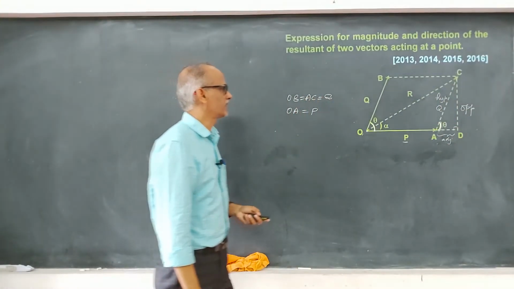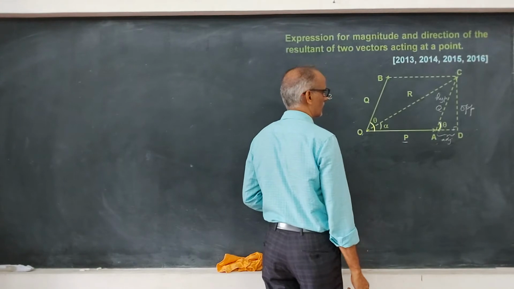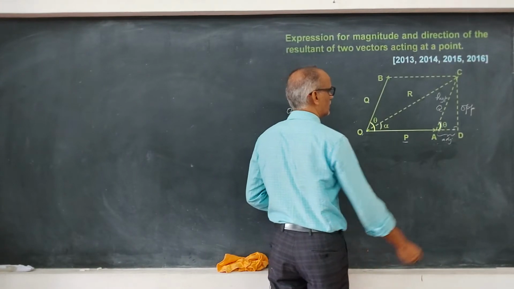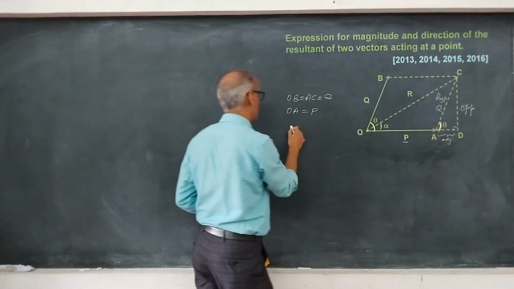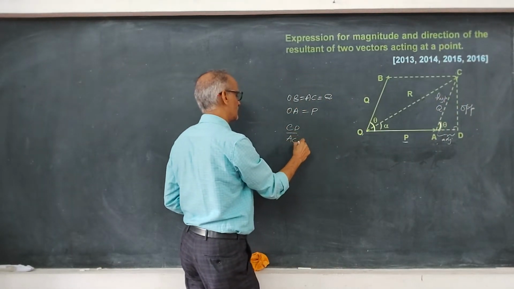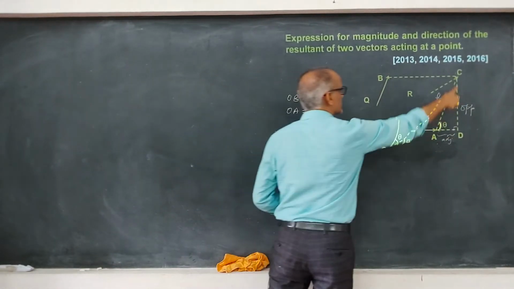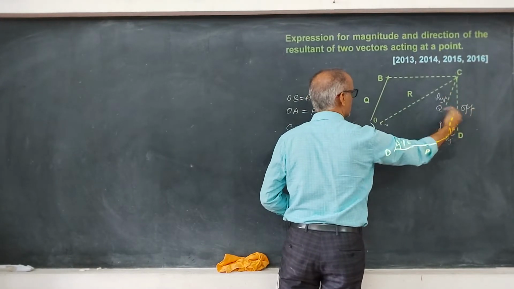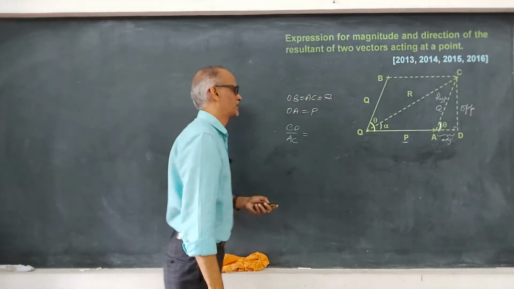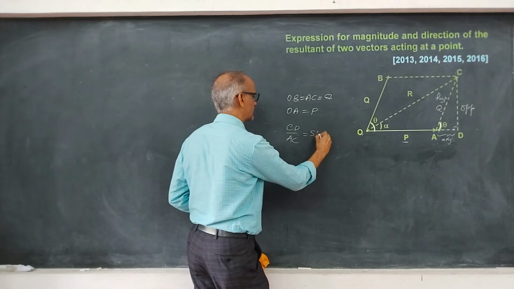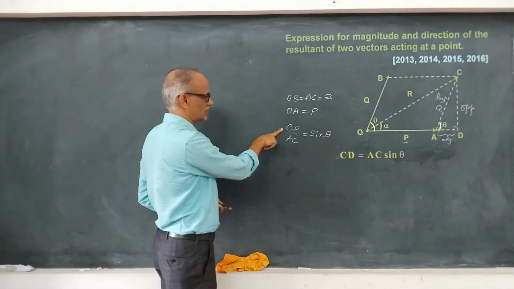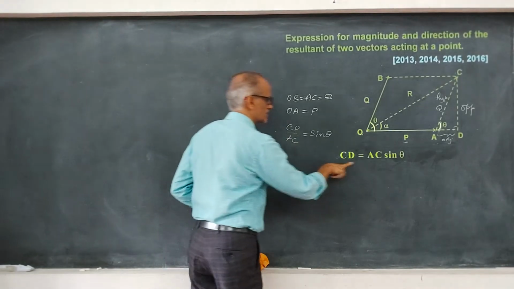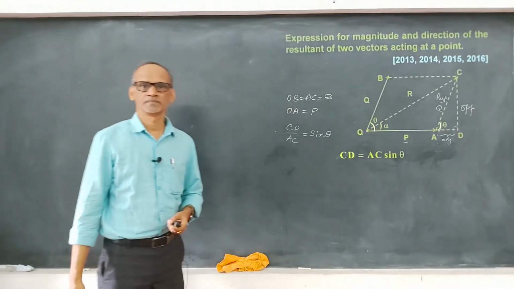So let us define now. That is CD by AC. What is CD by AC? CD by AC is nothing but opposite by hypotenuse, which is nothing but sine theta, correct? So that's why CD is equal to AC sine theta.